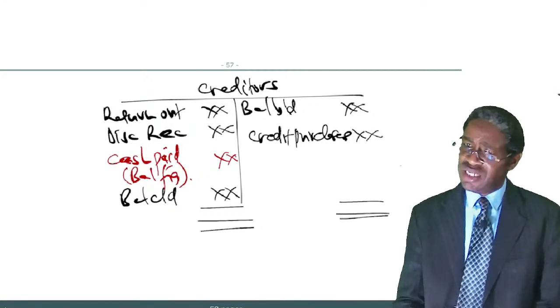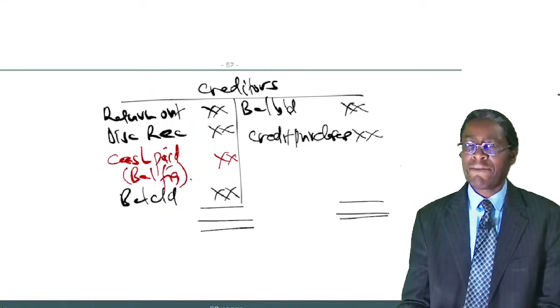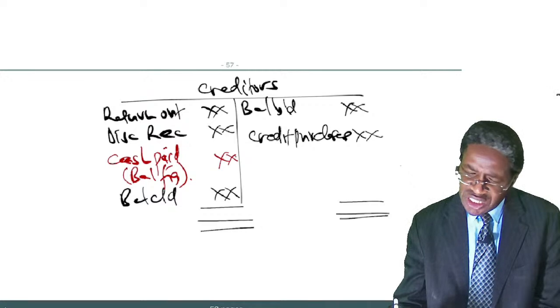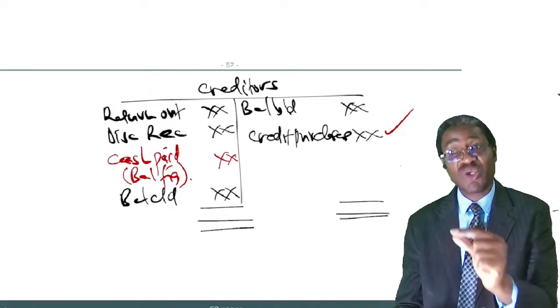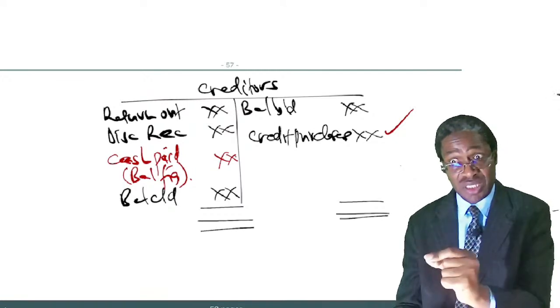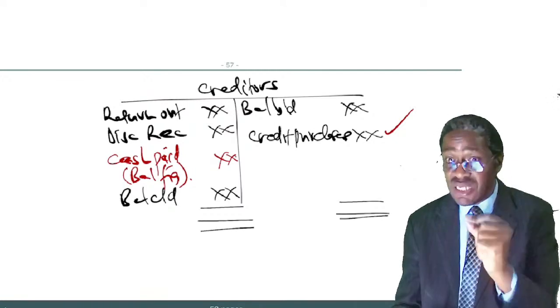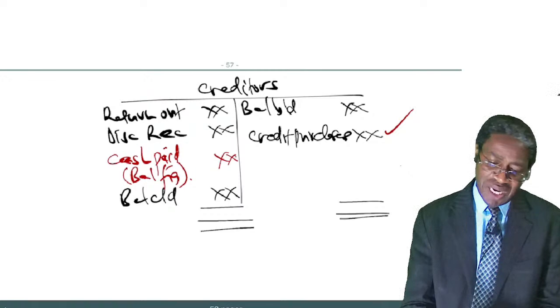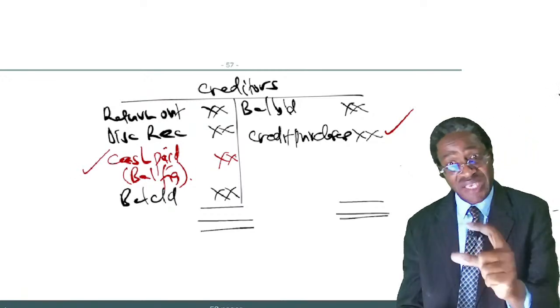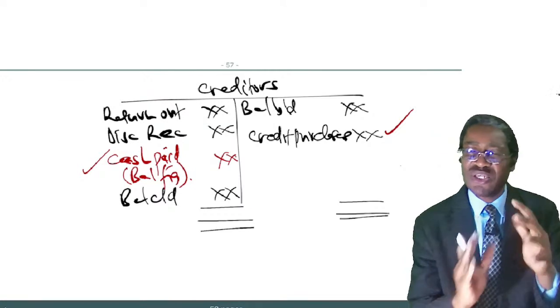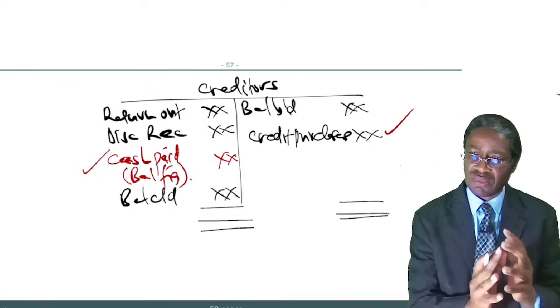The other thing is, listen carefully again, if on the credit side we use only the credit purchases, then it means what you are getting as a balancing figure on the debit side will only represent the cash paid to creditors.